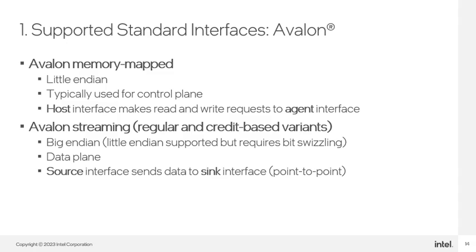The Avalon streaming interface standard is big-endian and used primarily for data plane applications. In these types of systems, data is transferred while being manipulated by logic structures like filters, transforms, or other processing algorithms. With this standard, source interfaces stream data into the system to a dedicated target, and sink interfaces receive data from a dedicated source in the system.